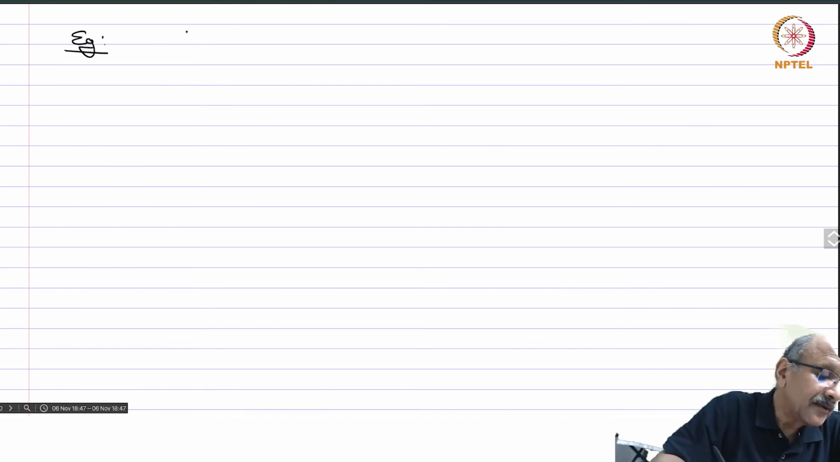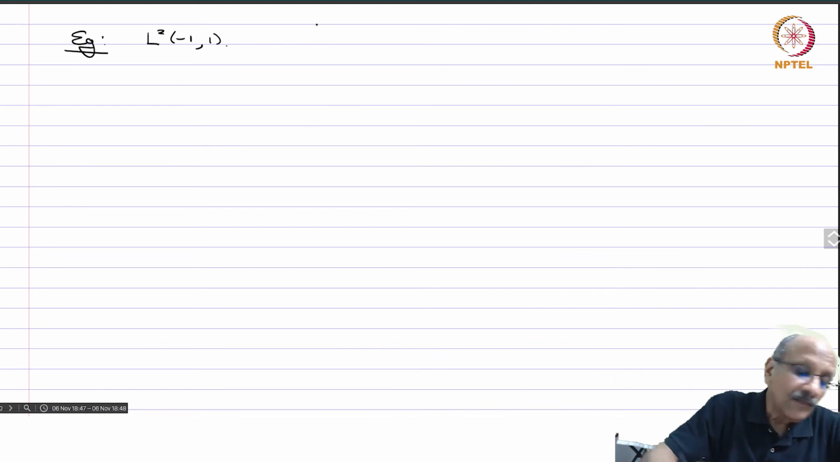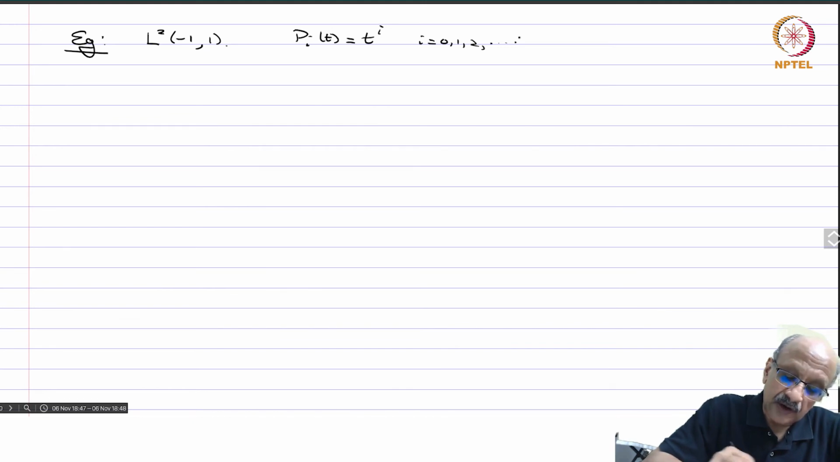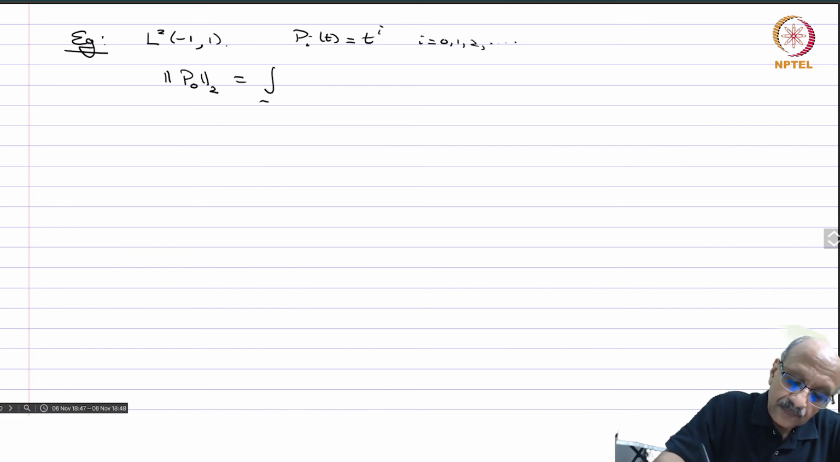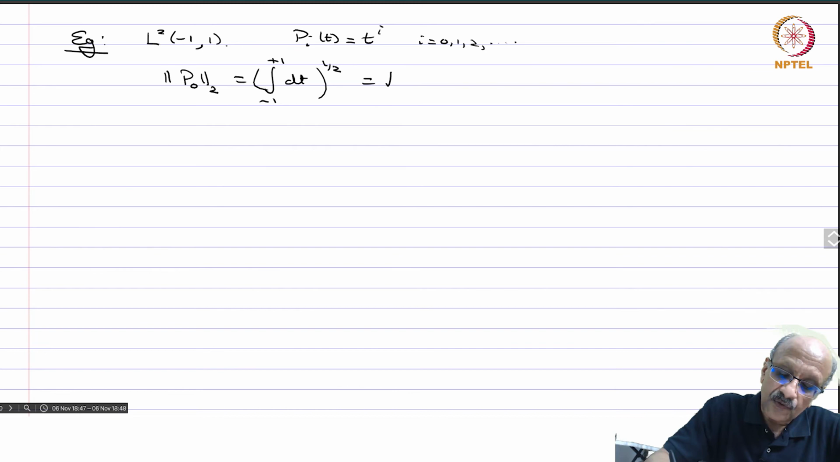So let us take the space L2 of minus 1 to 1, and let us take P_i of t equal to t to the power i, for i equals 0, 1, 2, etc. Okay. So we want to construct the Q's. So what is P naught? We have to take the L2 norm of P naught. That is equal to the integral from minus 1 to 1. P naught is constant, so this is just dt, and then you take the power half, and that is of course root 2. So we write Q naught of t is equal to 1 over root 2 for all t in minus 1 to 1.